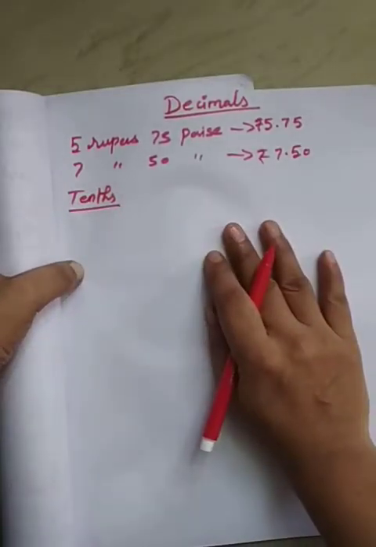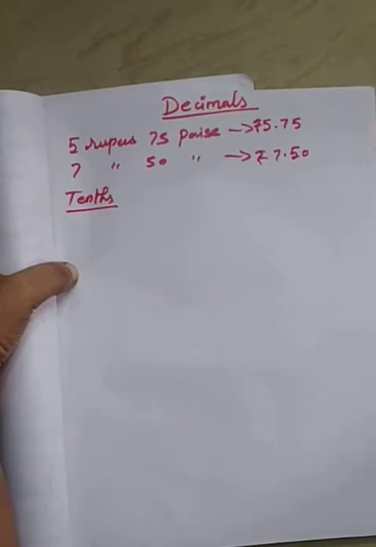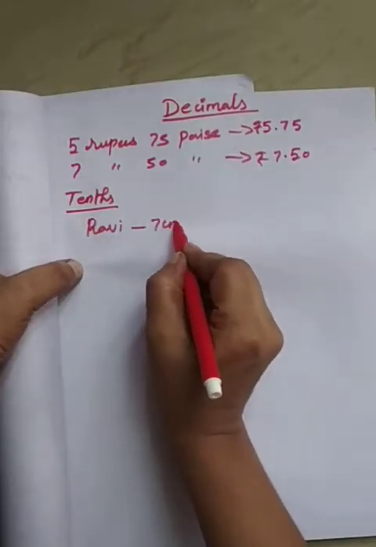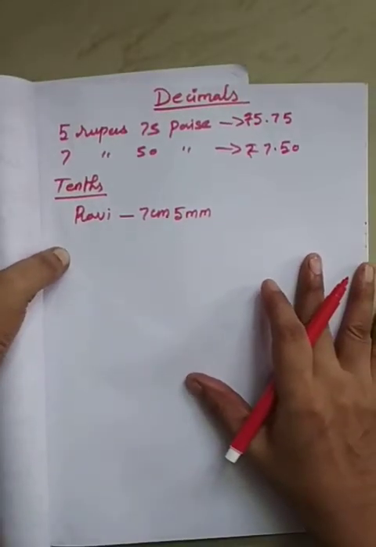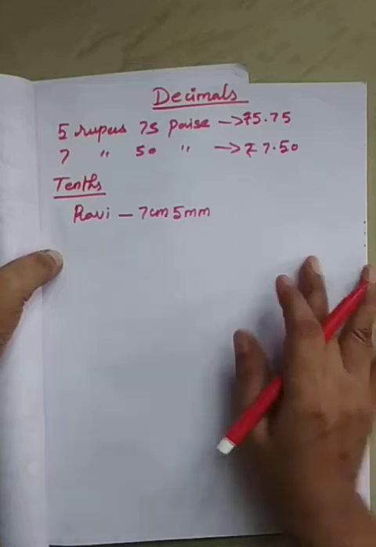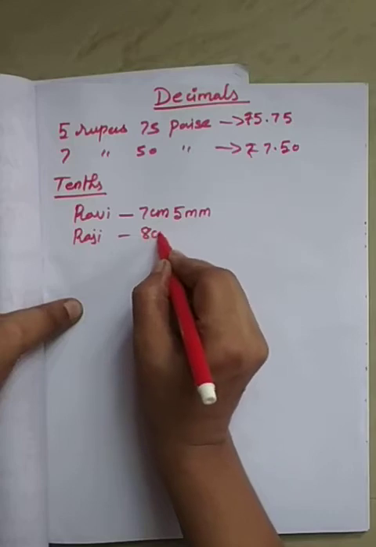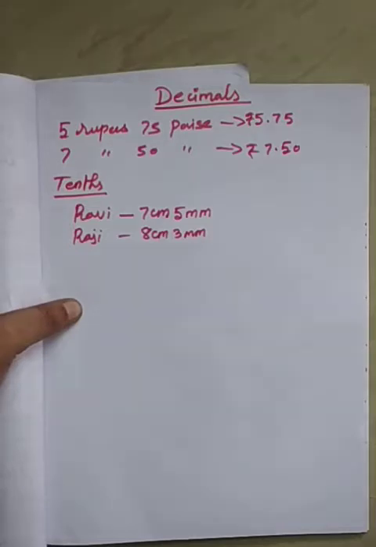Ravi and Raju measured the length of their pencils. Ravi's pencil was 7 centimeter 5 millimeter long. And Raju's pencil was 8 centimeter 3 millimeter long. Can you express this length in centimeter using decimals?